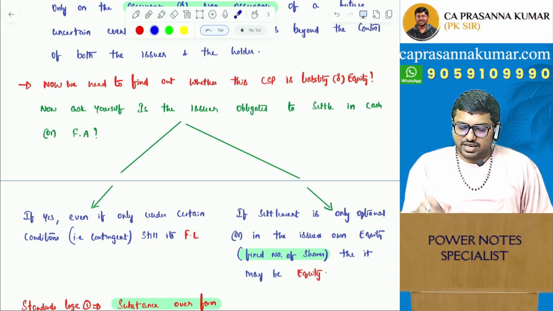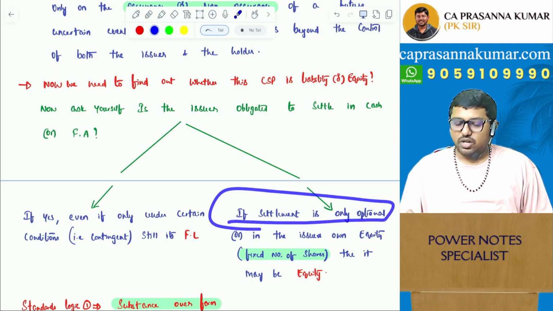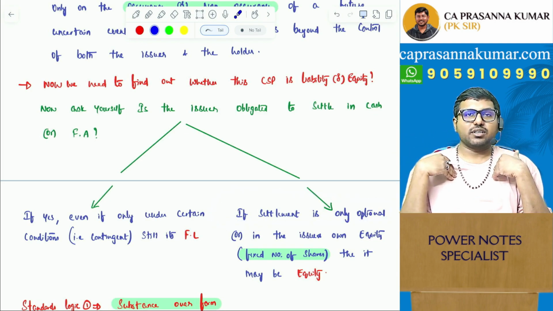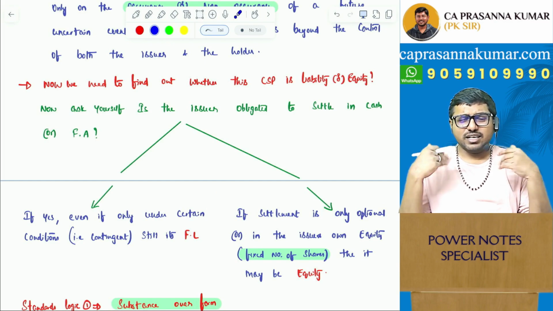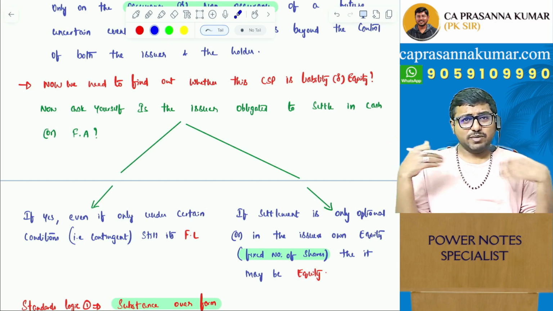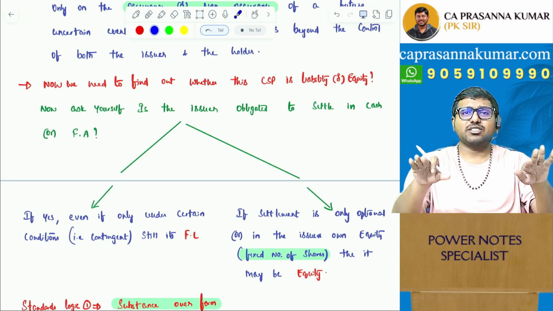Or the cash settlement option is optional. Optional means what? At my discretion, at my company's discretion. In that case, can I avoid payment of cash? Yes, because it is at my choice only. Now, if I want, I'll pay cash. Otherwise, I'll not pay cash.